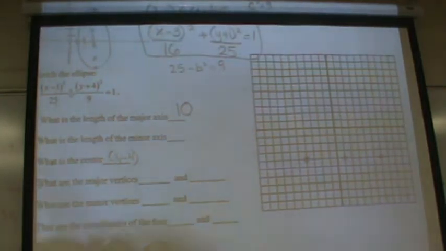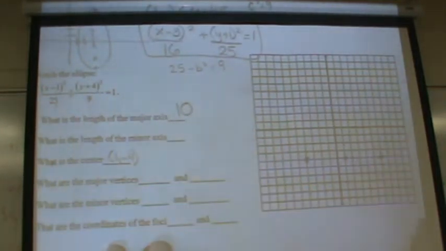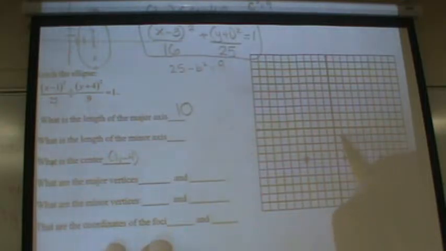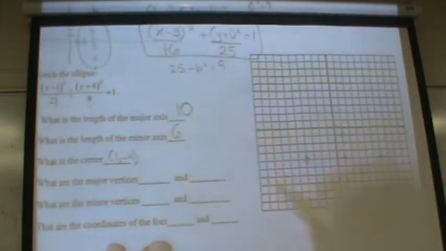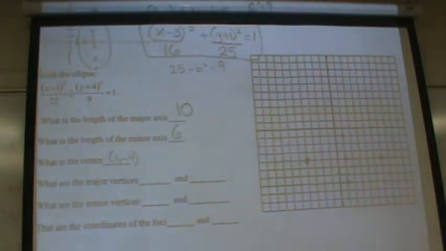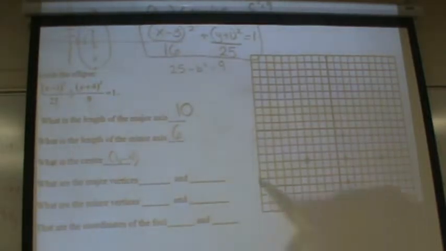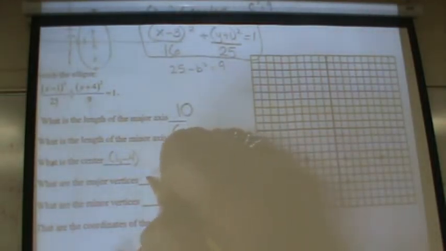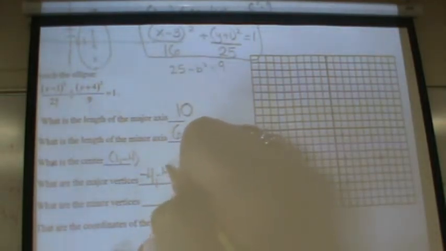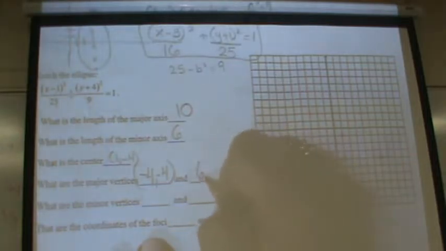10. Your minor axis, that's what gives you your b value. It's gonna be 3 up and 3 down. 6 units. Could everybody name the vertices of the major and the minor axis? Negative 4, negative 4. Beautiful. And 6, negative 4. And then 1, negative 1. And then 1, 2, 3, 4, 5, 6, 7.